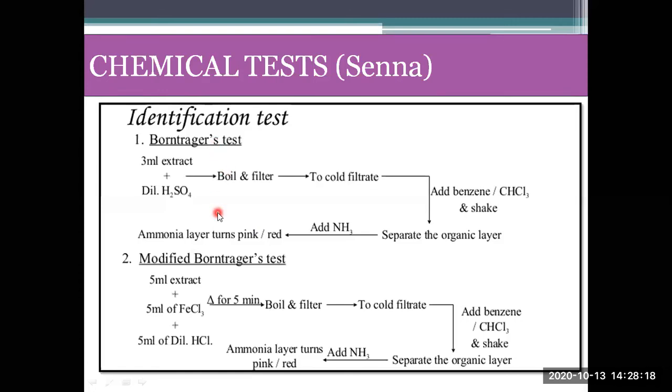Whereas, what is the difference in the modified Borntrager test? Only this: the addition of FeCl3. The demonstration shown was for the Borntrager test, but at the end of that video, by mistake, I told you modified Borntrager test. So that is the correction. The only difference between the modified Borntrager test and the Borntrager test is the addition of 5 ml of FeCl3 in the modified one, whereas in the Borntrager test, FeCl3 is not added. So this was about the chemical test for senna.